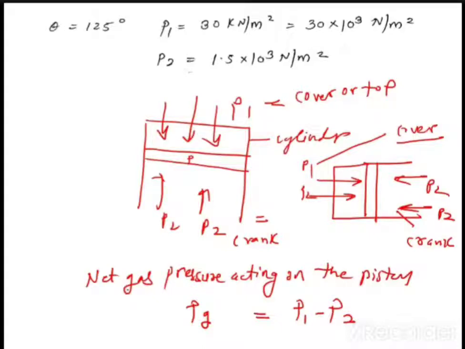So always you have to calculate the net gas pressure. Sometimes they may give you the net gas pressure acting on the piston directly, that is PG. Sometimes they will give you P1 and P2. So remember what is given. PG is nothing but the net gas pressure acting on the piston, so you have to understand what is given.